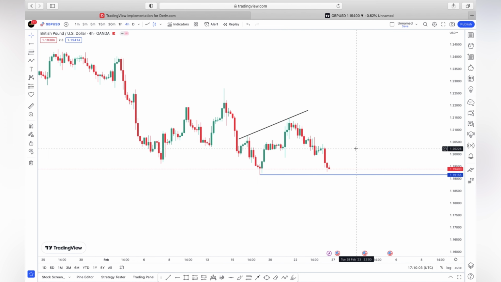So if I'm looking at GBPUSD on this particular time frame, I'll still be looking to sell further to come to this low and take liquidity before I can look to buys. Alright, before I can look for the buys.